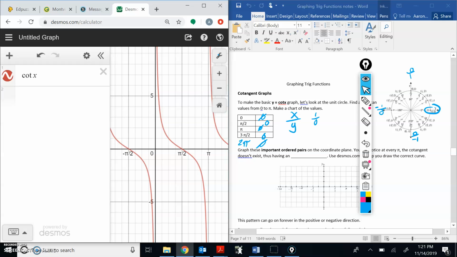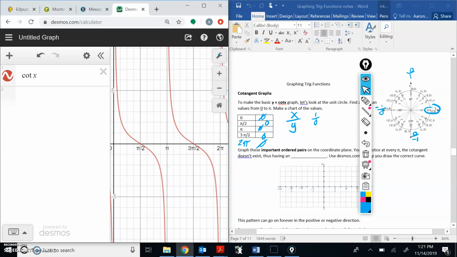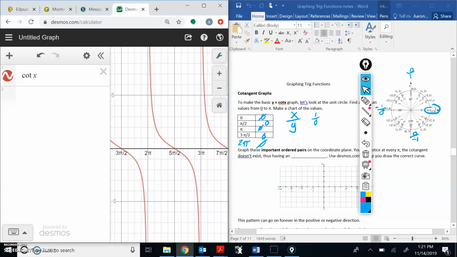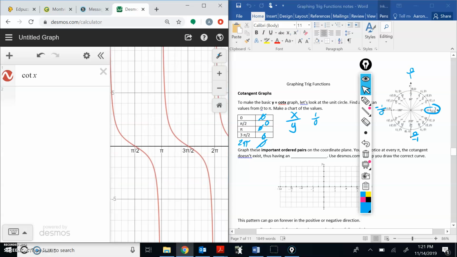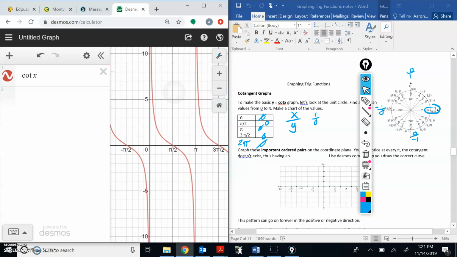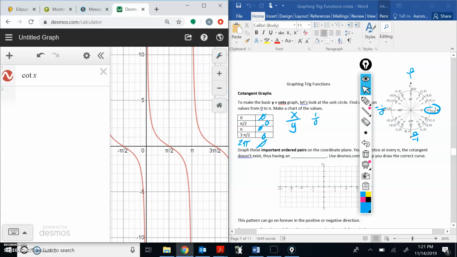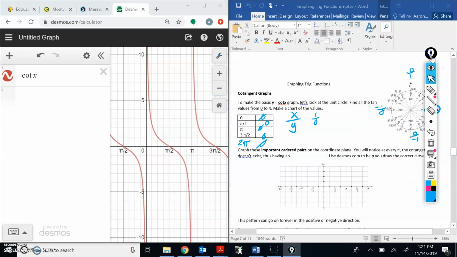that there are asymptotes at 0, like we saw, and also it's undefined at pi and 2 pi and 3 pi. Basically every pi value, kind of like the opposite of tan, because tan was pi over 2, cotan's every pi, there are asymptotes. Let's write in our note sheet what this means.